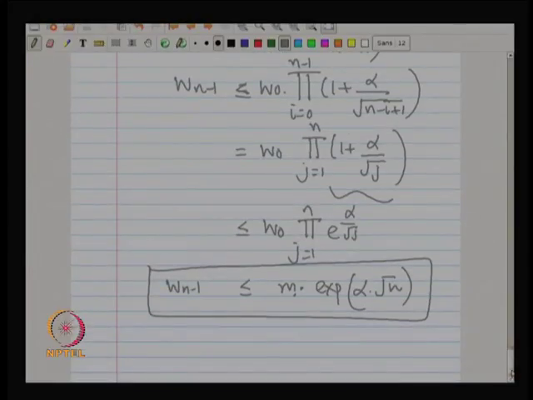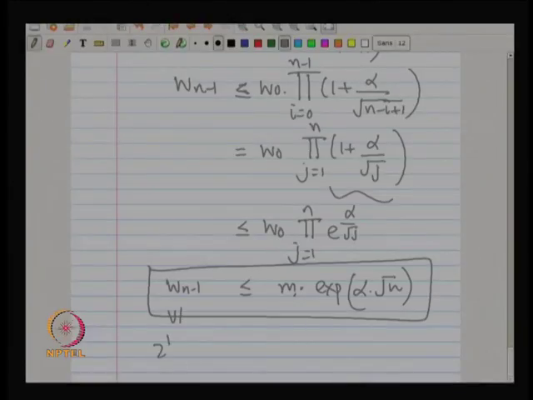Now, on the other hand, suppose a line intersects k edges. What will be its weight? 2 to the power k, am I right? Because every time it intersects an edge, you double its weight. So, if you double it k times, it will be 2 to the power k. So, if a line intersects at least k edges, the total weight of lines will be at least 2 to the power k. So, on the other hand, 2 to the power k is at most m times e to the power alpha root n. Now, if you take the log on both sides, you are going to get k to be of the order of the square root of n.